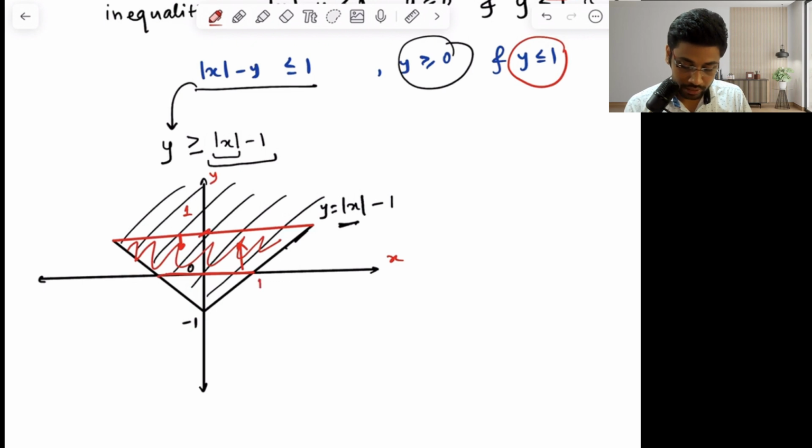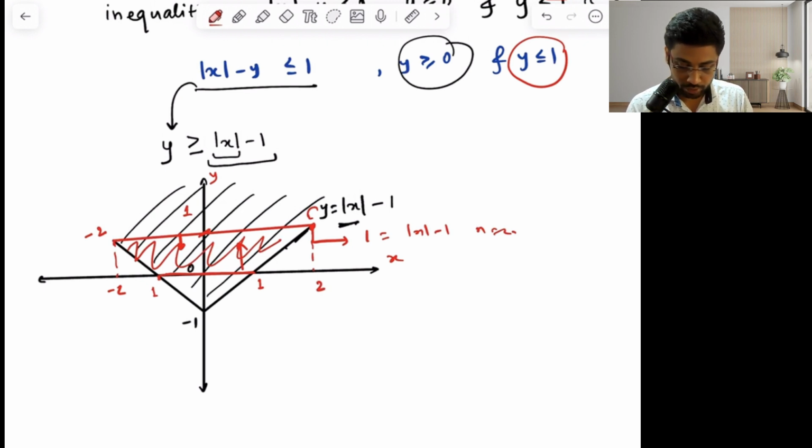Clearly, the intersection will be 1 on the x-axis. It will also be 1. Okay. Now, for this line over here, we have y equal to 1. So 1 equal to modulus of x minus 1. So x is equal to 2 and minus 2. So it will be x equal to minus 2. There it's x equal to plus 2.